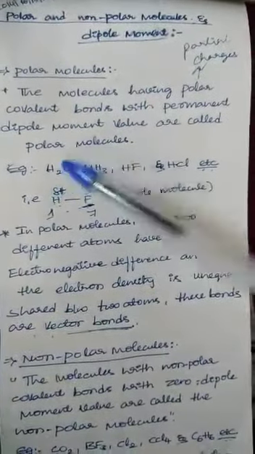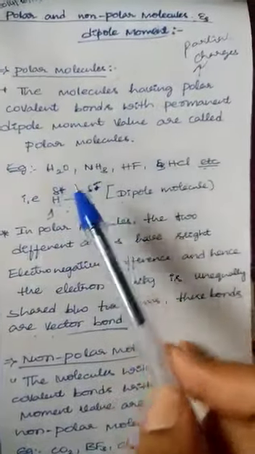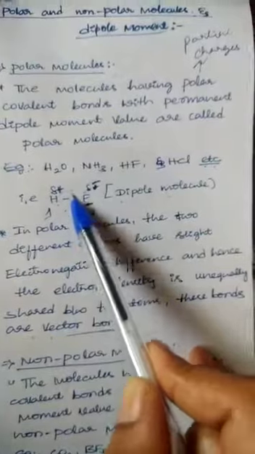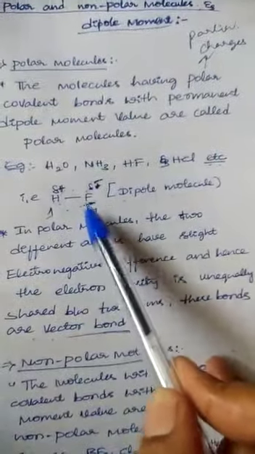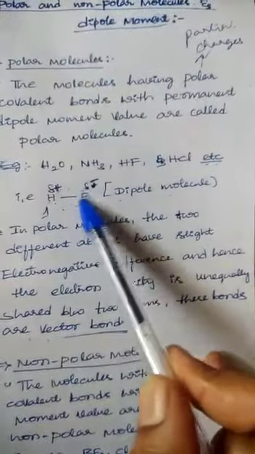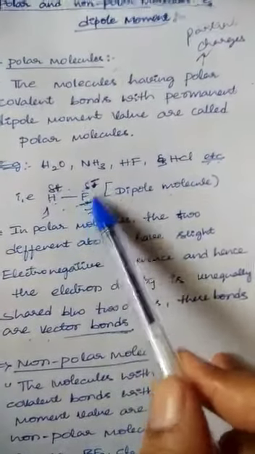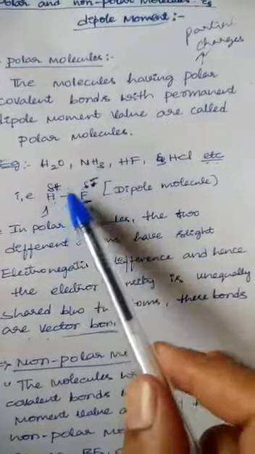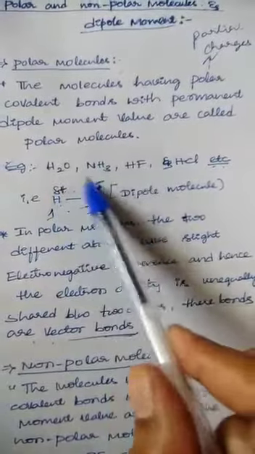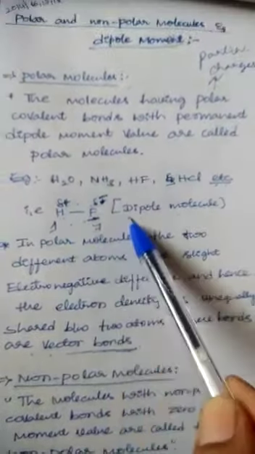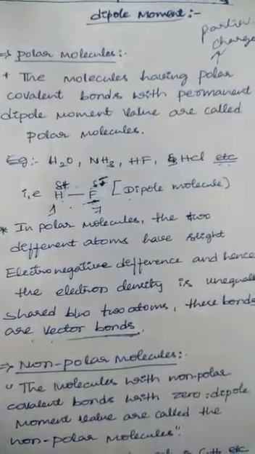These molecules have polar covalent bonds. Polar covalent bonds means we can separate these two atoms into partial charges. So here I am going to take hydrogen fluoride as the best example for polar molecules. I separate this hydrogen fluoride into partial charges: a slightly negative charge for the fluorine atom and a slightly positive charge for the hydrogen atom. So the hydrogen fluoride molecule has a permanent dipole moment value. This is about polar molecules.